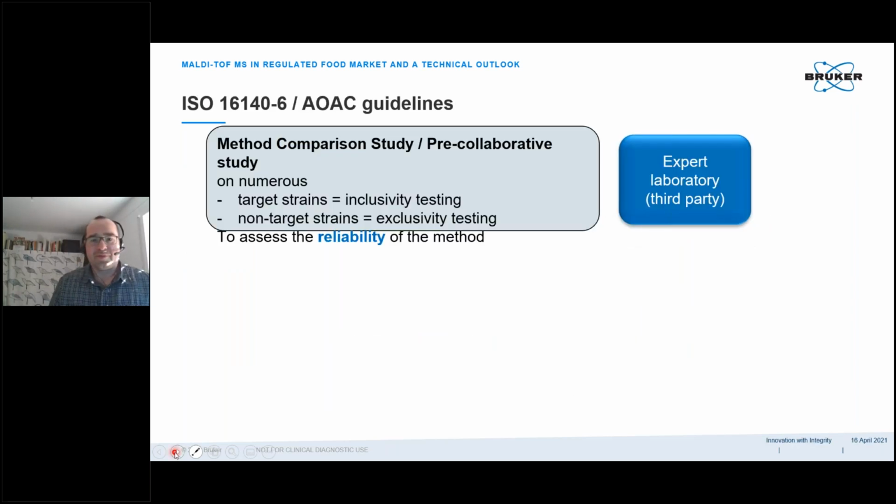Now it seems as if we were caught between two tools, the ISO and the AOAC, but luckily they share the same principle. They're based on two different studies. The first study to perform is the method comparison study, or a pre-collaborative study, which will be performed on numerous target strains for inclusivity testing and numerous non-target strains for exclusivity testing. And this is to assess the reliability of the method, and it has to be performed by expert labs.